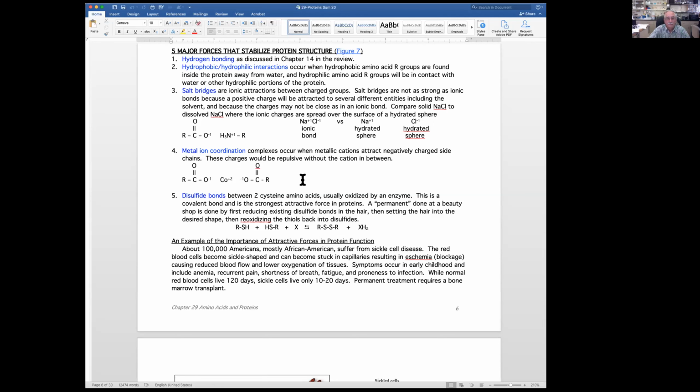And finally, we have disulfide bonds between the amino acids that have a thiol in it, the cysteines. Okay. So here's two thiols. You oxidize them, you get a disulfide bond.